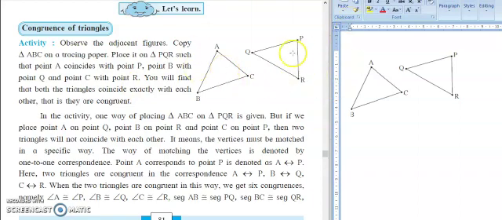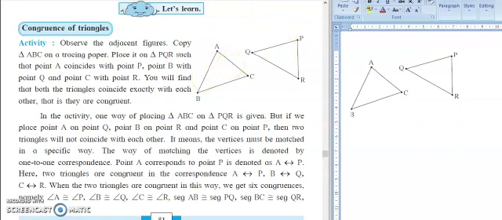Okay, when you turn this triangle to this PQR, ABC will be turned to PQR, and so each point will coincide with each point on this triangle. So you will find that both the triangles coincide exactly with each other. That is, they are congruent. Means every point of this triangle is coinciding with every point of this triangle, and so both these are congruent to each other.